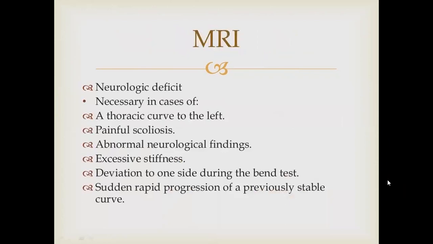MRI is necessary for neurological deficit in the case of a thoracic curve to the left, painful scoliosis, abnormal neurological findings, excessive stiffness, deviation to one side during the bend test, or sudden rapid progression of a previously stable curve.